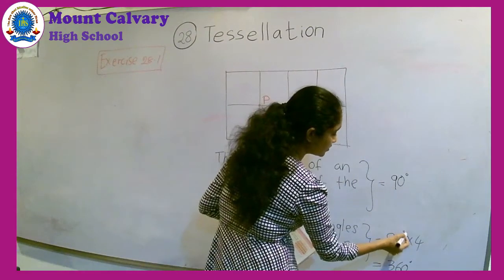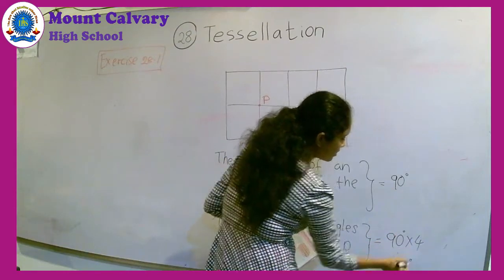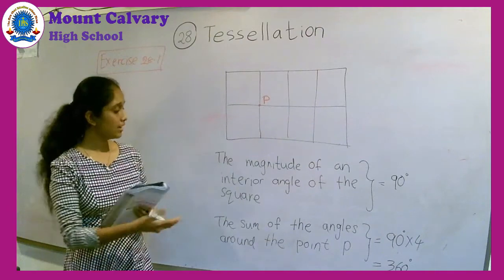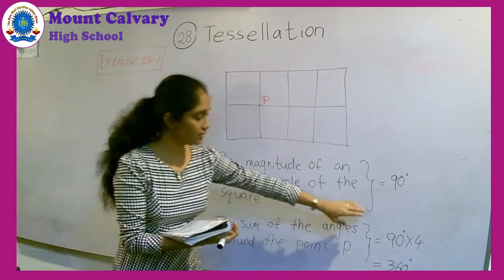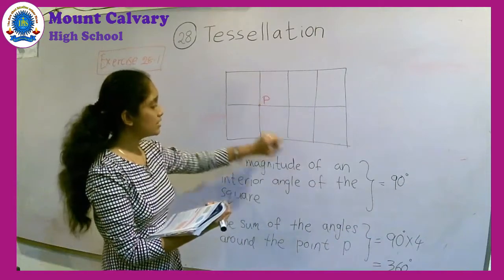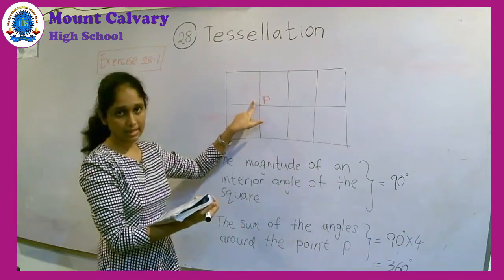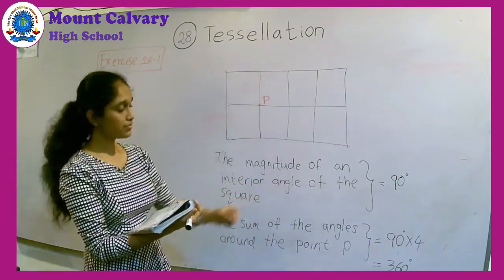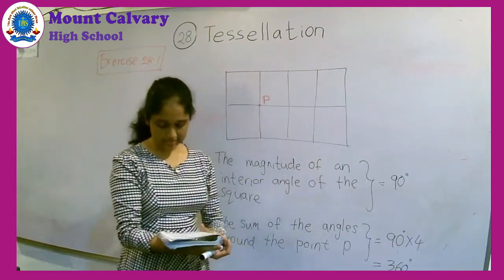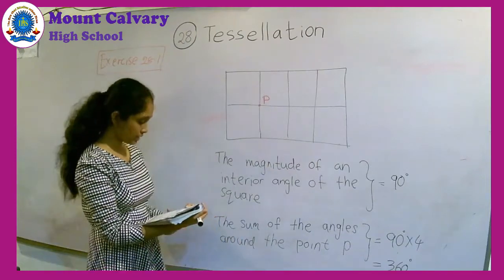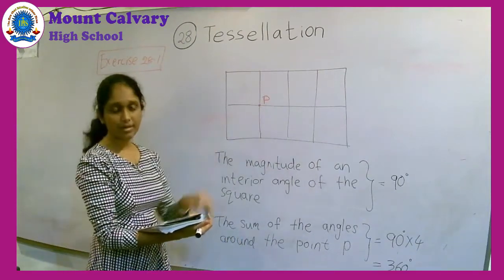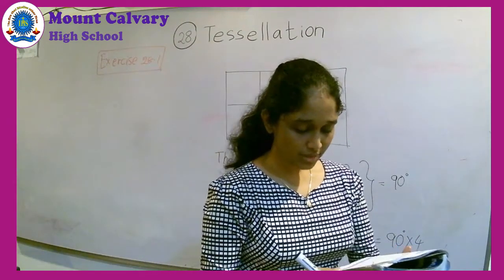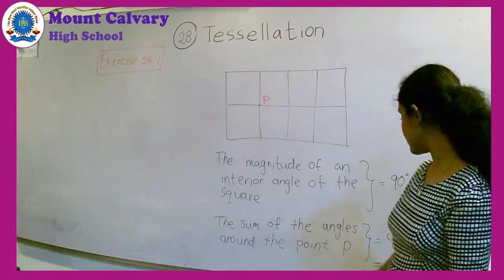Students, you don't yet know the sum of the angles around a point, right? But here you can work it out using this 90 degrees. One angle is 90 degrees. How many such angles? Four. So 90 degrees times 4 is 360. So the sum of the angles around the point P is 360. Similarly, we can show that the sum of the angles around any point is equal to 360.